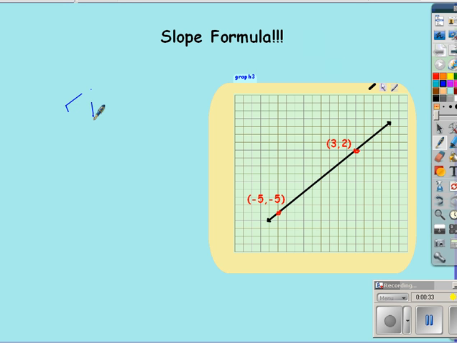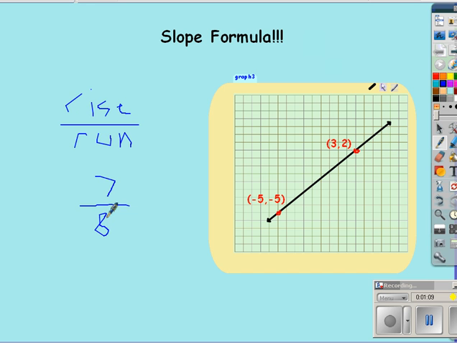rise over run. So if we look at this graph, the rise from -5 all the way up to 2. From -5 to 0 would be 5, and up 2 more would give us a rise of 7. And the run, from -5 to 3: 5 to get to 0, and then 3 more to get to our point, we're looking at a run of 8.